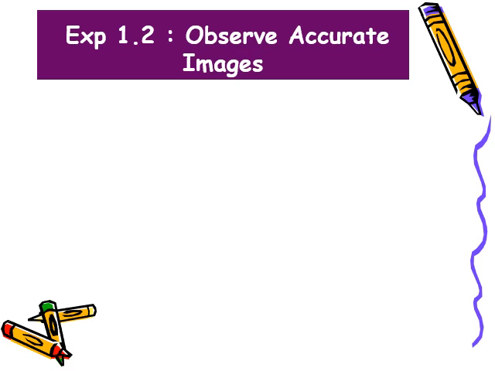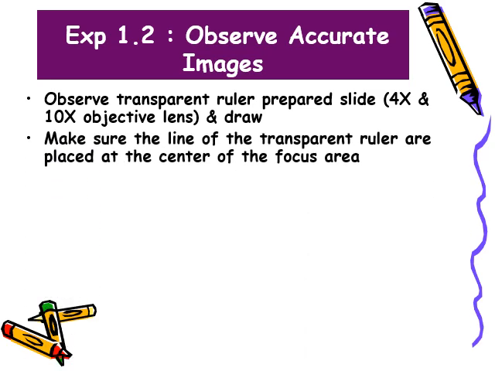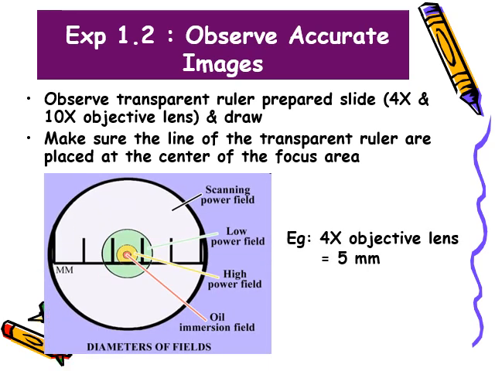Next, students have to observe a transparent ruler that has been prepared under 4x and 10x objective lens. After observing the ruler, students must draw. Make sure that the line of the transparent ruler is placed at the center of the focus as observed here in this slide.